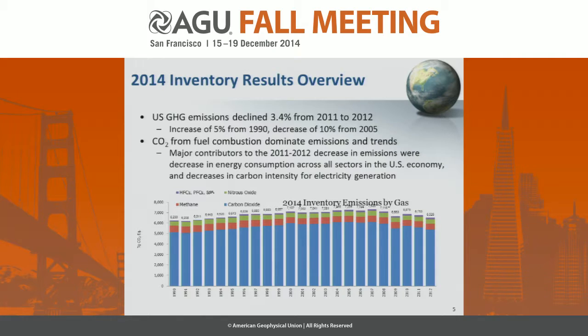There was a small decrease in emissions from 2011 to 2012. Over the full-time series, there's been an increase of about 5%, and then a decrease of 10% from 2005. This is the inventory that was published last April. Every year we develop and submit the inventory to the UN in April, and so in April of 2015, we'll be submitting the inventory for 1990 to 2013.